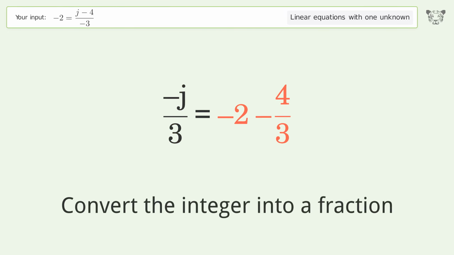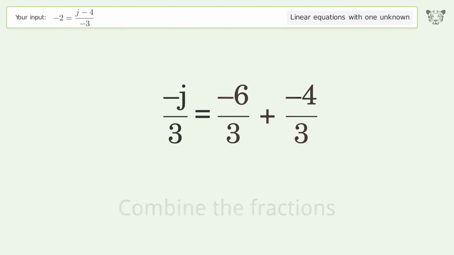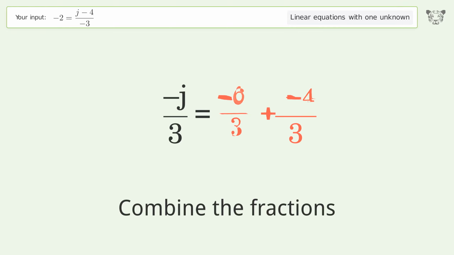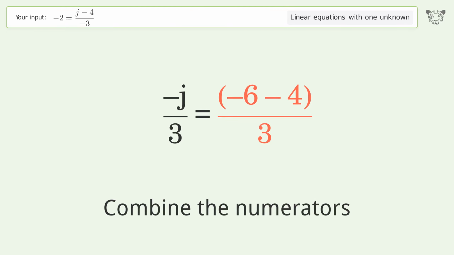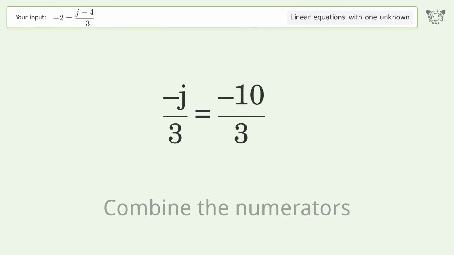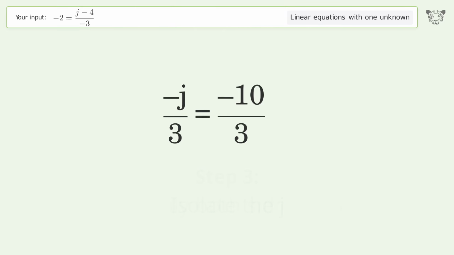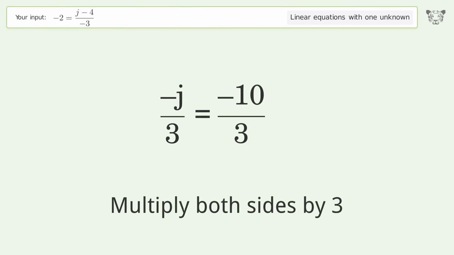Convert the integer into a fraction. Combine the fractions. Combine the numerators. Isolate the j. Multiply both sides by 3.